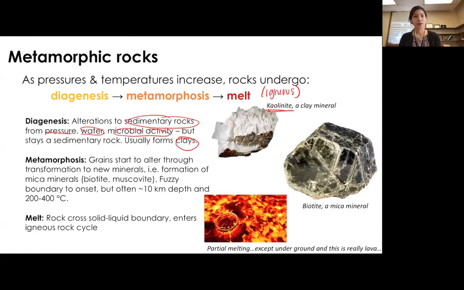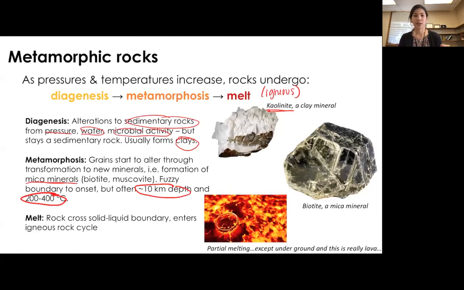As those rocks are then subject to increasing pressures and temperatures, the grains will start to actually alter. For example, we'll get new minerals forming, such as micas. This is especially common when we start out with a clay that goes through increasing pressure and temperature to metamorphose, and that clay will contain the right elements to form micas, and now will be under the correct pressure and temperature conditions to actually grow those mica minerals. This onset is fairly fuzzy, but it tends to occur when we get to about 10 kilometers depth and 200 to 400 degrees Celsius. So anything less than this is probably in the realm of diagenesis.